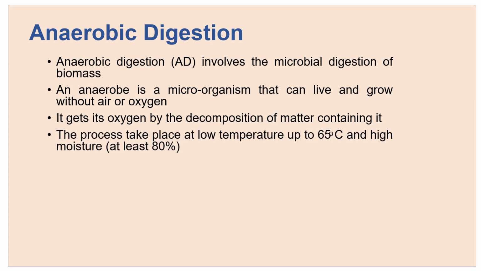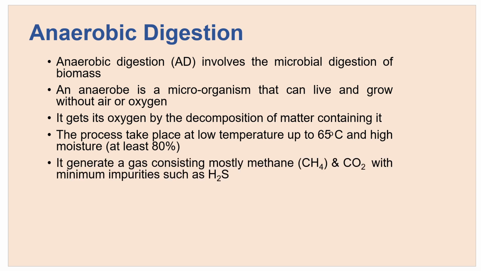So the process basically takes place at a temperature up to 65 degrees Celsius, and that is the mesophilic range. Sometimes it may also happen in the thermophilic range, that is, up to 75 degrees Celsius, and it requires a high moisture level, a minimum of 80 percent moisture. After the anaerobic digestion, the product formed is biogas, which is a mixture of mostly methane and carbon dioxide with some amount of impurities like ammonia, hydrogen sulfide, etc.